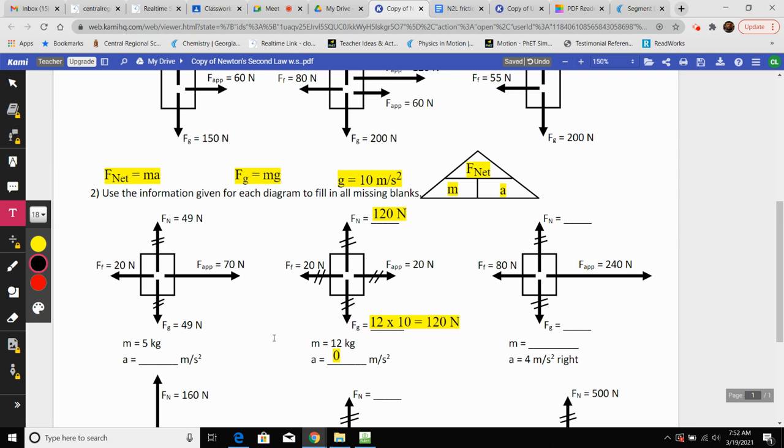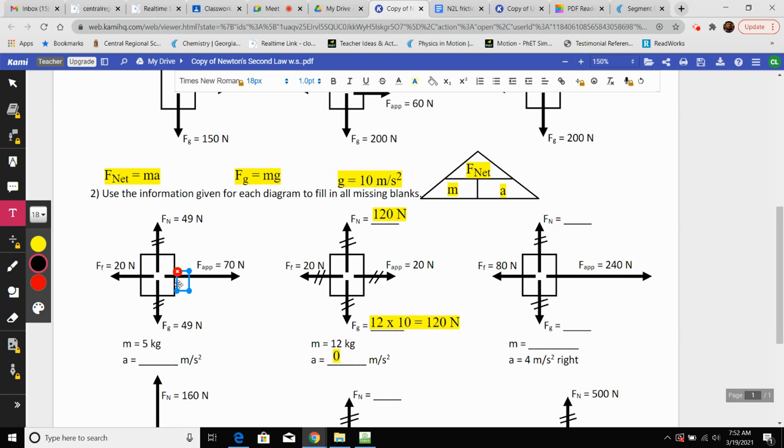Okay, well, let's take a look at one that does not balance. So if we're looking at number 2, top and bottom balance out, cool. Left and right, do they balance? No. We have 70 to the right, 20 to the left. So what would my net force be for this one? 50 to the right. Good. So we got 50 newtons, to the right.